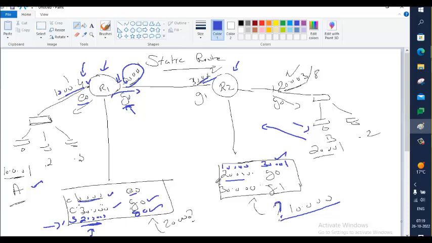For router 1, 20 is a far away network. It's far away. It's not directly connected. We need to write the route statically.